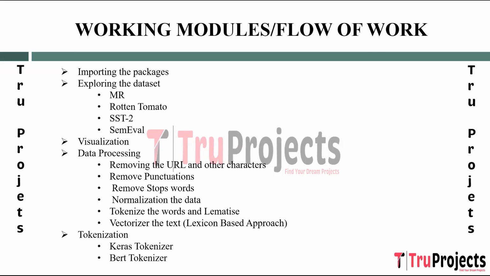BERT tokenizer. Bidirectional Encoder Representations from Transformers. The tokenizer is used to tokenize text and encode it into input suitable for BERT-based models. It typically involves converting text into subword tokens and adding special tokens for padding and separation.